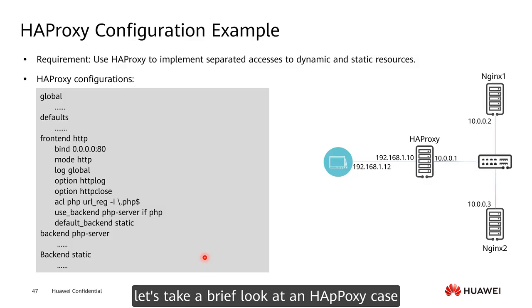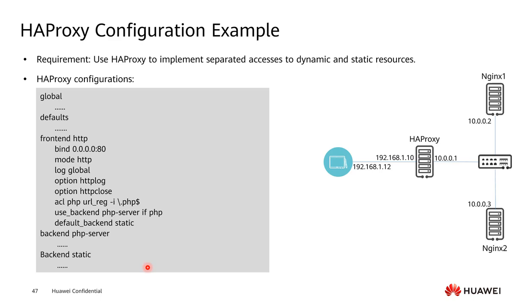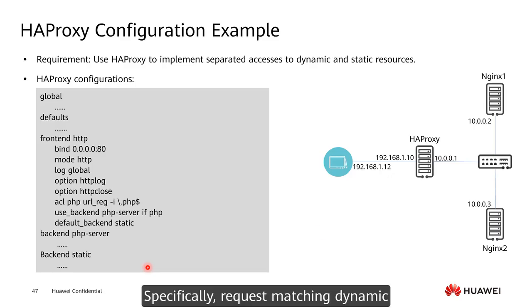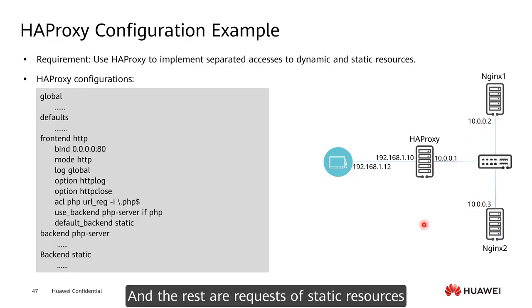Next, let's take a brief look at an HAProxy case. The requirement is to separate access to dynamic and static resources through HAProxy. Specifically, requests matching dynamic resources are forwarded to the corresponding backend through ACLs, and the rest are requests of static resources. HAProxy forwards those to the backend that provides static resources.